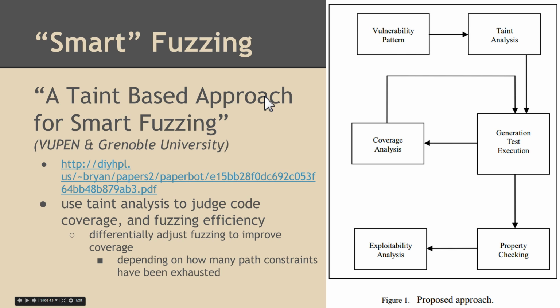A paper that came out about 3 years ago proposed an approach that they use at UPenn, and it was designed by UPenn and Grenoble University researchers. The paper's titled A Taint-Based Approach for Smart Fuzzing. Effectively, it's a mix between taint analysis and heuristics to analyze how well you're covering the code in your fuzzer, and then adjusting your fuzzing appropriately. So it's differentially adjusting fuzzing to improve coverage based on taint analysis and heuristics.